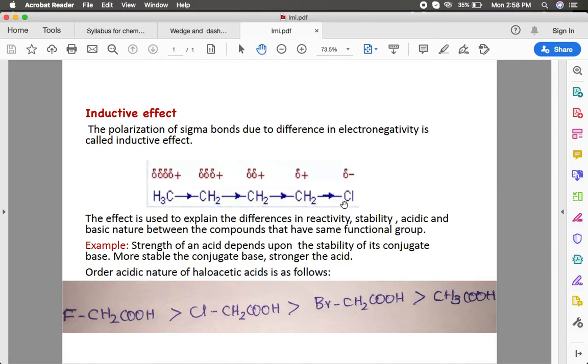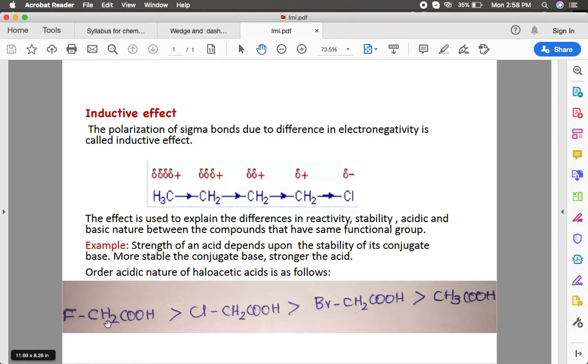This effect is very important to explain the differences in reactivity, stability, acidic and basic nature between the compounds that have the same functional group. We'll see an example. Strength of an acid depends upon the stability of its conjugate base. More stable the conjugate base, stronger the acid. Let's explain the acidic nature of halo acids using inductive effect.